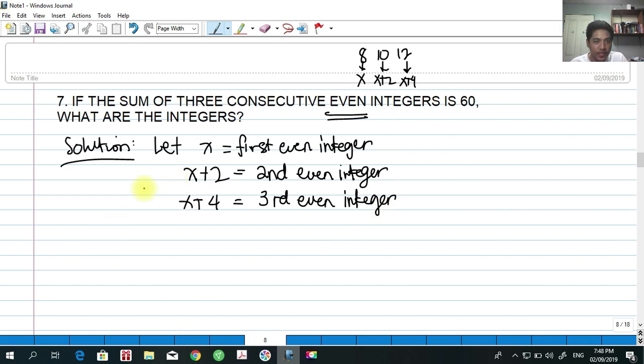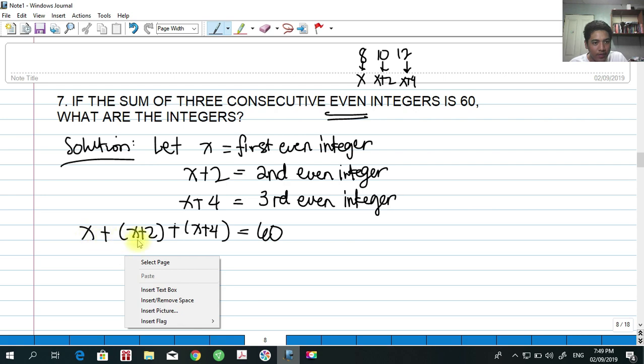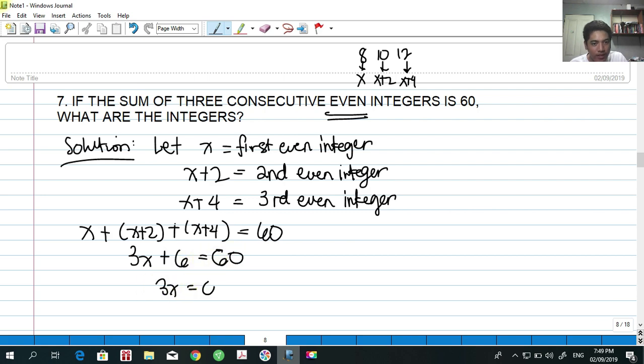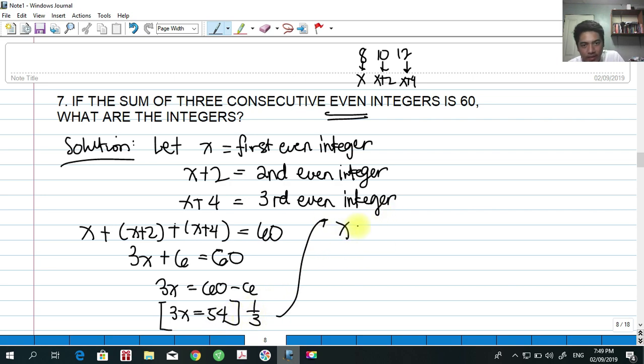So it says the sum. So we have x plus x plus 2 plus x plus 4 is equal now to 60. If we have this, x plus x plus x is simply 3x. 2 plus 4 is 6. We have 60 here, so 3x equals 60 minus 6. We have 3x is equal to 54. And if we divide both sides by 3, what will happen? x is now simply equal to 18. Of course, 54 over 3 is 18.